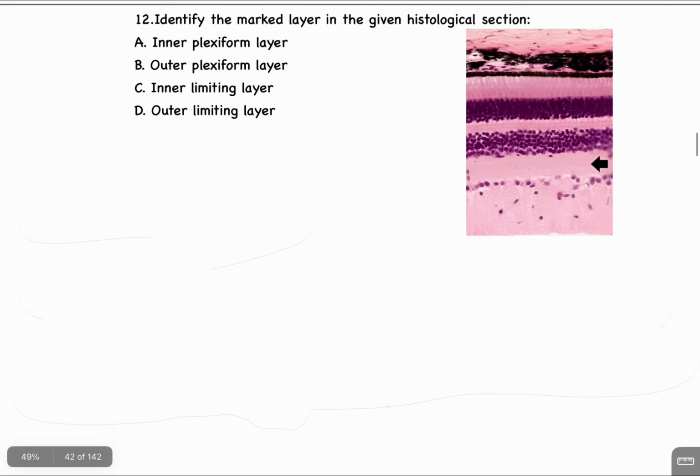Question number 12. Identify the marked layer in the given histological section. A. Inner plexiform layer. B. Outer plexiform layer. C. Inner limiting layer. D. Outer limiting layer. The answer is C. Inner limiting layer.